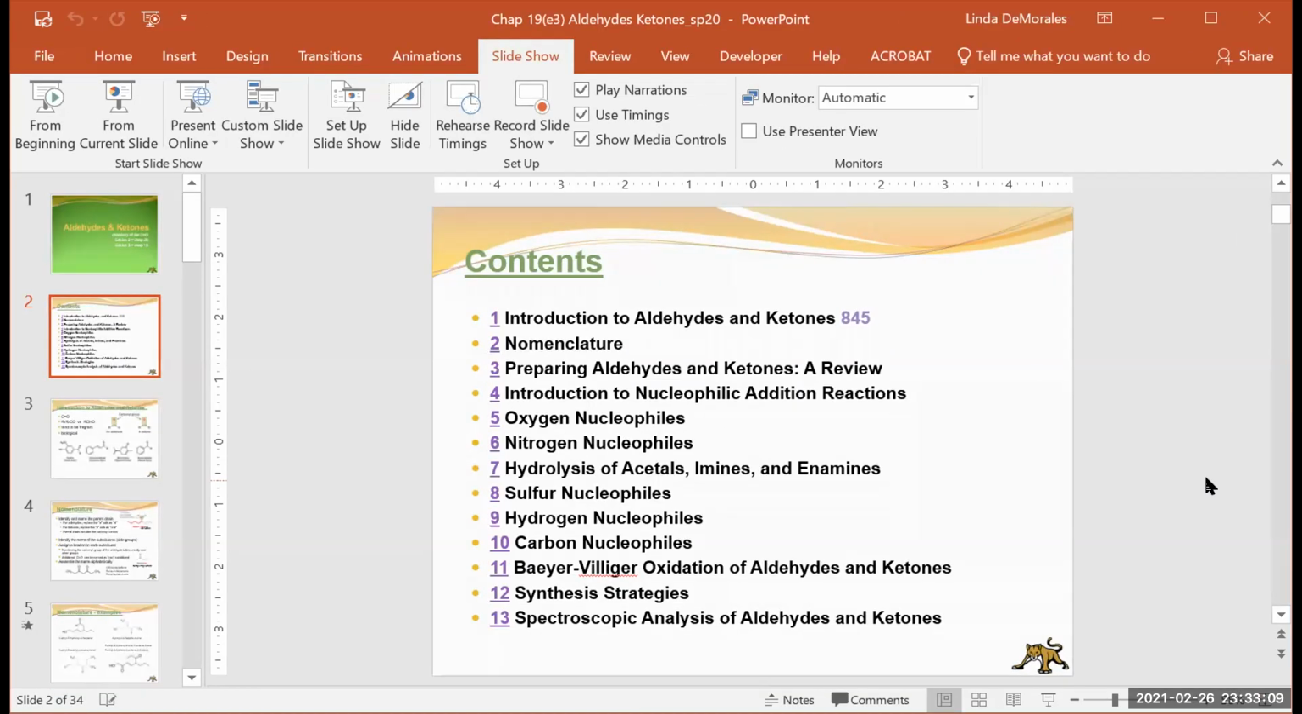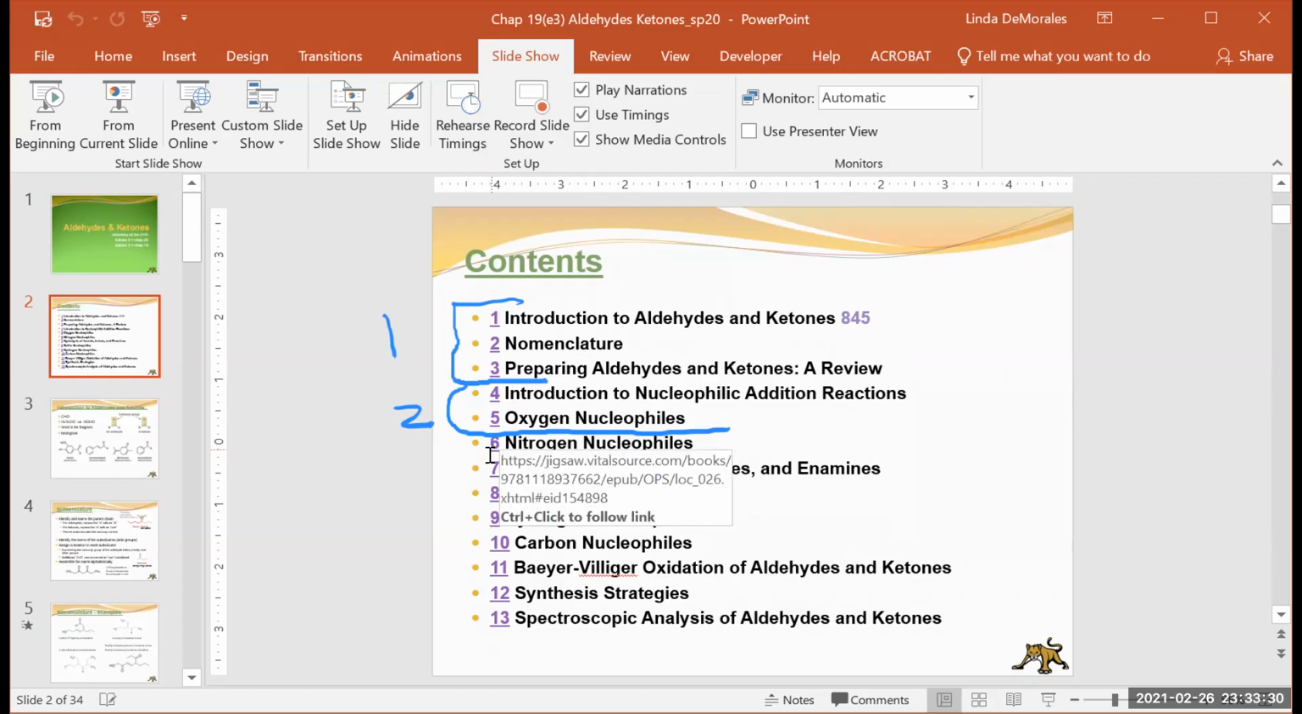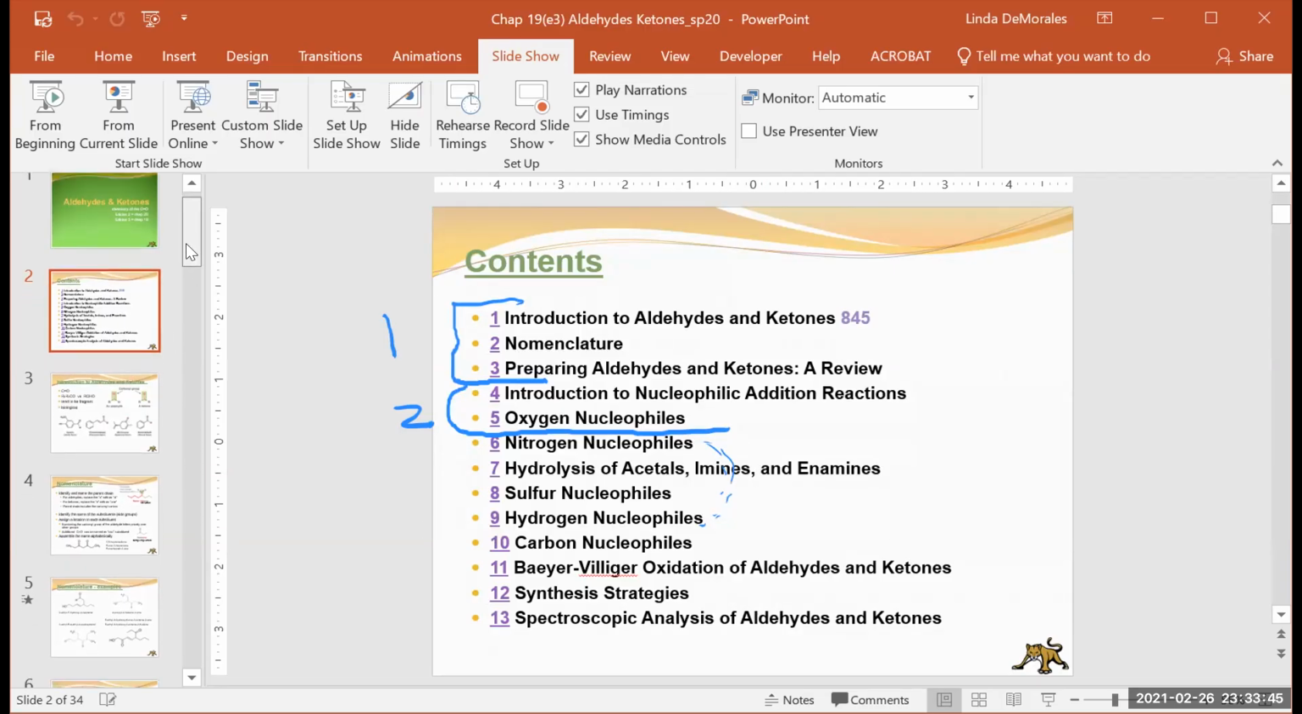In part 1, we did this. In part 2, we did sections 4 and 5. Hopefully, we'll get sections 6, 7, 8, and 9 done. Let's just get going with it. We'll see how far we get.